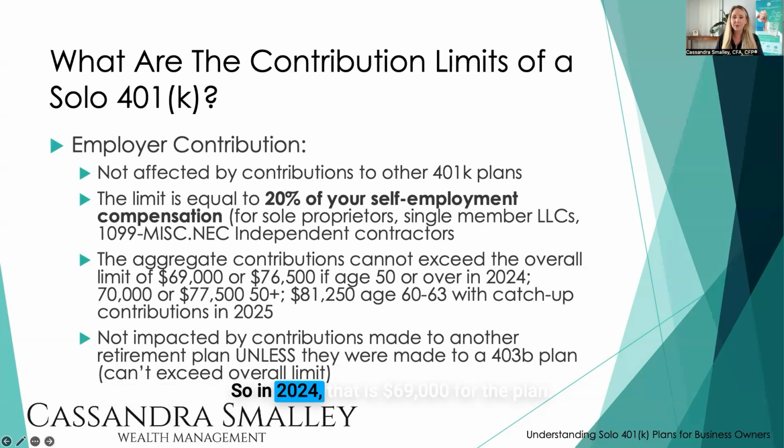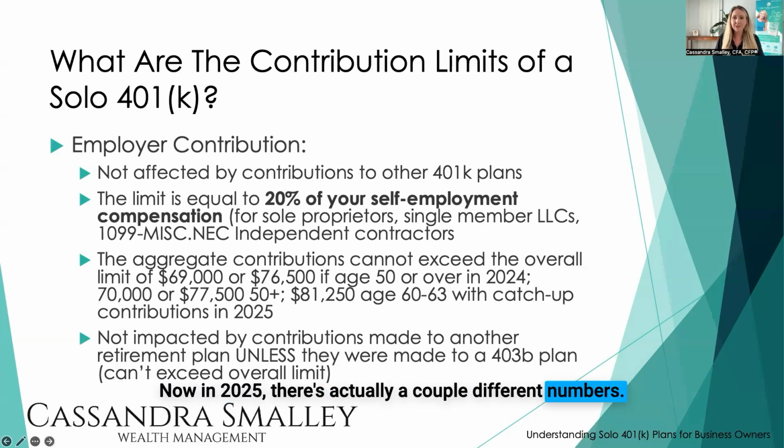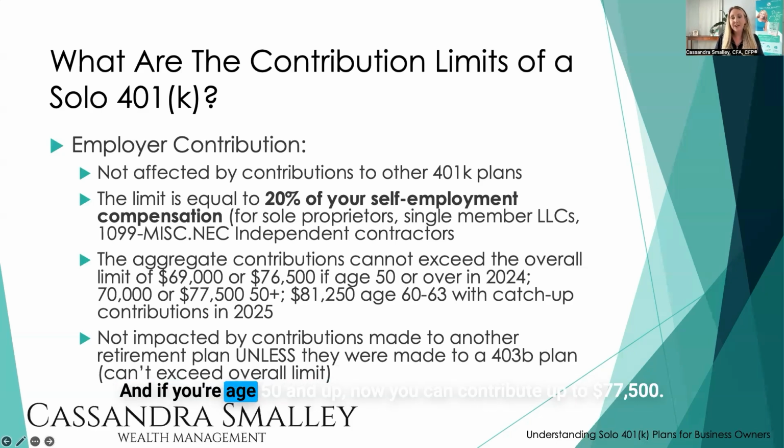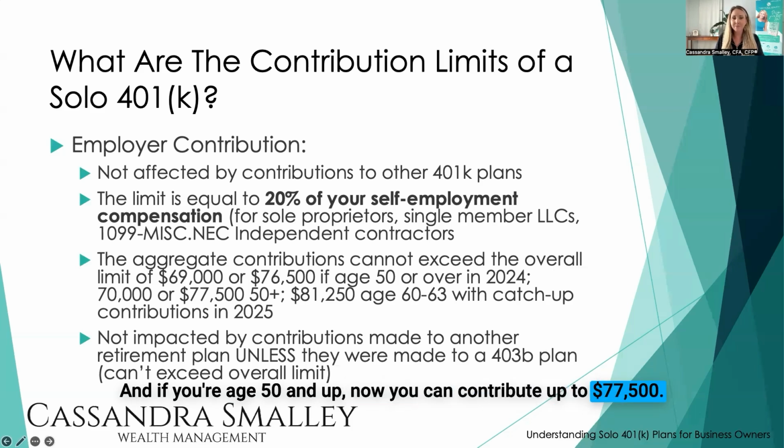So in 2024, that is $69,000 for the plan. And if you're over age 50, it's $76,500. Now in 2025, there's actually a couple different numbers. The overall plan limit increased to $70,000. And if you're age 50 and up, now you can contribute up to $77,500.